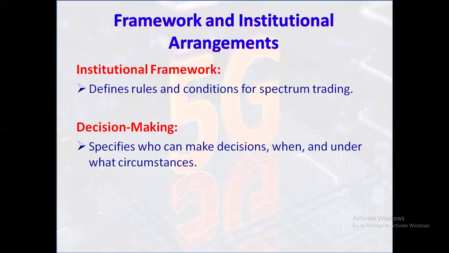Next, framework and institutional arrangements. A robust institutional framework is necessary to define the rules and procedures governing spectrum trading. These arrangements outline how spectrum rights can be transferred, who has the authority to make decisions, and under what conditions these decisions are permissible. This clarity in governance ensures that the trading process is well regulated, predictable, and fair, minimizing disputes and promoting trust among market participants. By establishing these guidelines, regulators can create an environment conducive to efficient and transparent spectrum transactions.